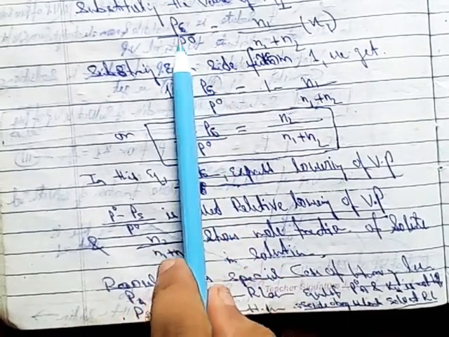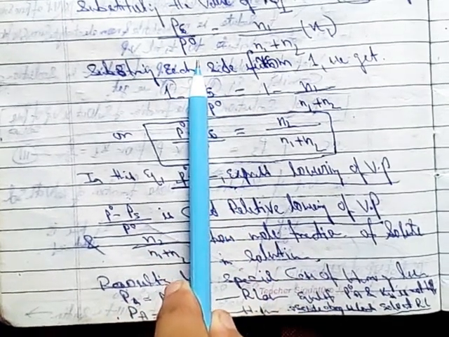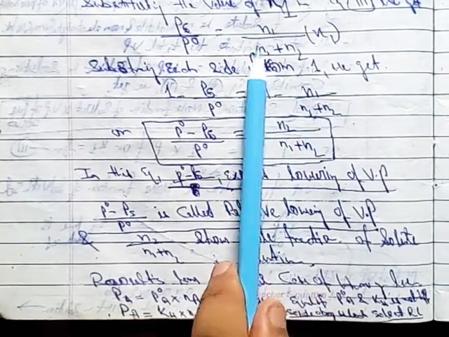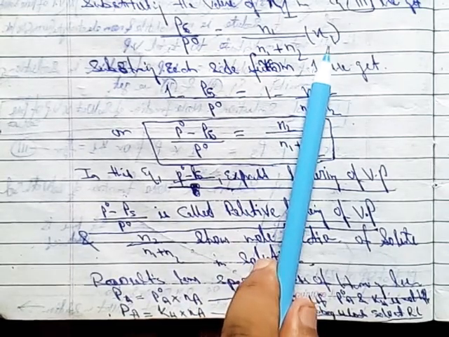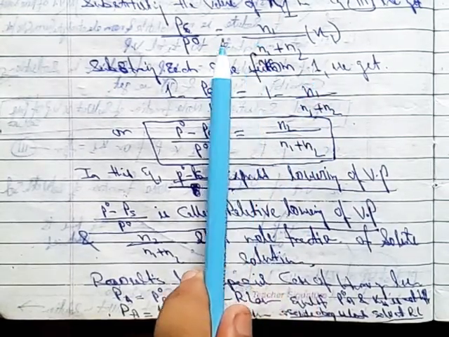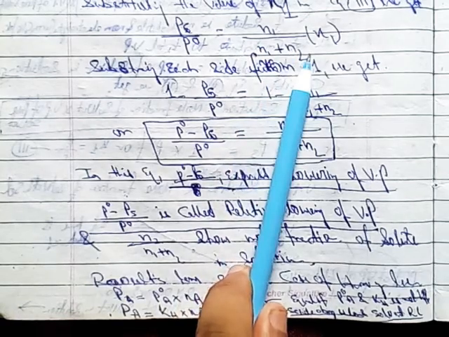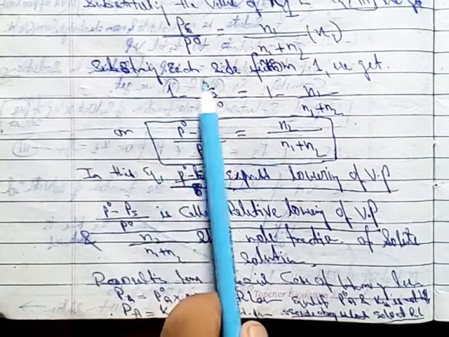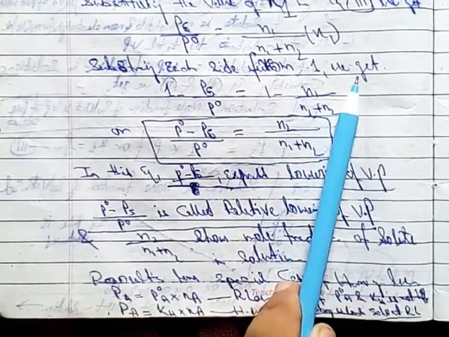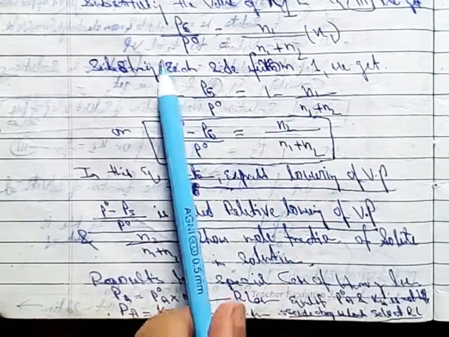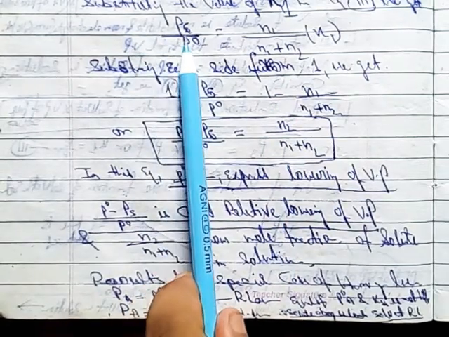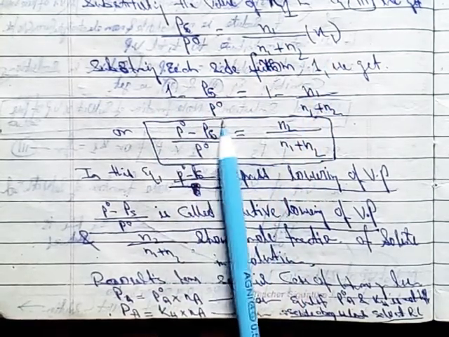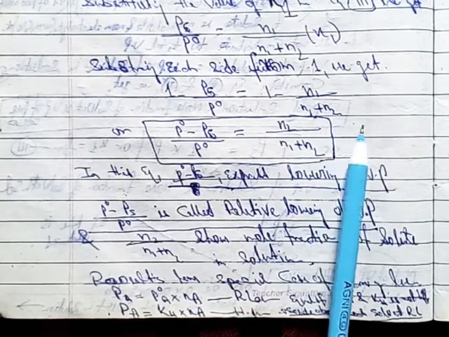So we have seen Ps by P naught is equal to n1 divided by n1 plus n2, as x1 is equal to n1 by n1 plus n2. The mole fraction of solvent is the number of moles of solvent divided by the number of moles of solvent plus the number of moles of solute. Now subtracting each side from 1, we get 1 minus Ps by P naught equals 1 minus n1 divided by n1 plus n2.